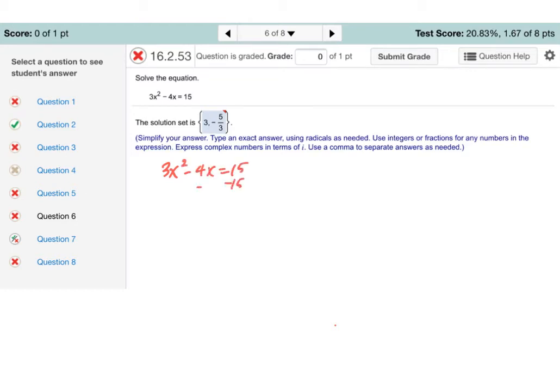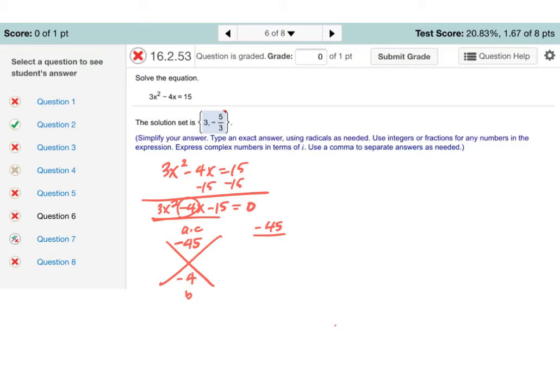So we'll subtract 15 on both sides. So we have 3x squared minus 4x minus 15 equals 0. And so we can take this, and we have a times c above. So 3 times negative 15 is a negative 45. And then b goes here, and that'll be negative 4. So we have negative 45.